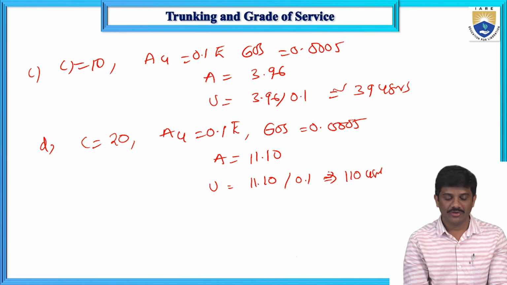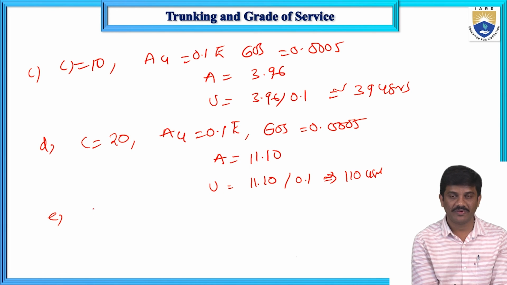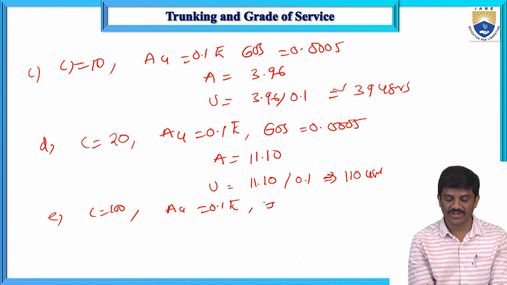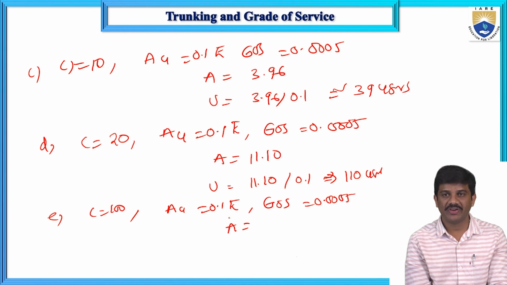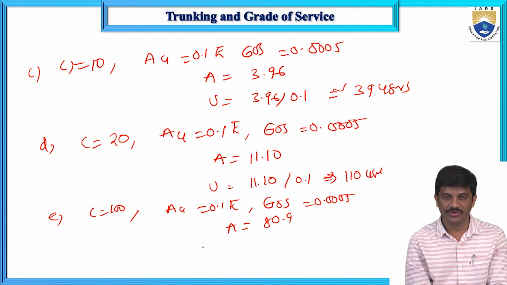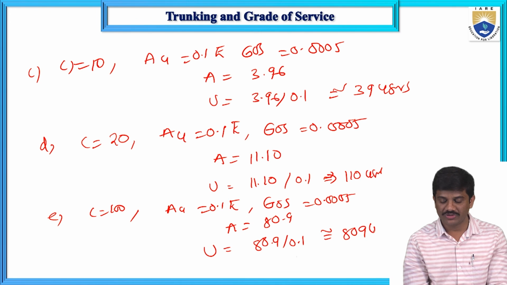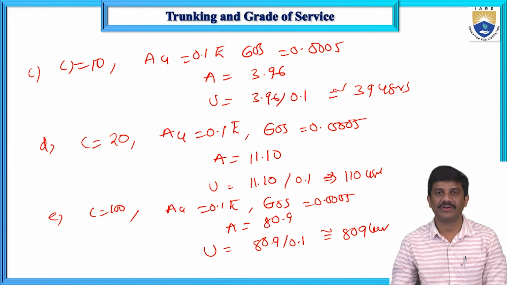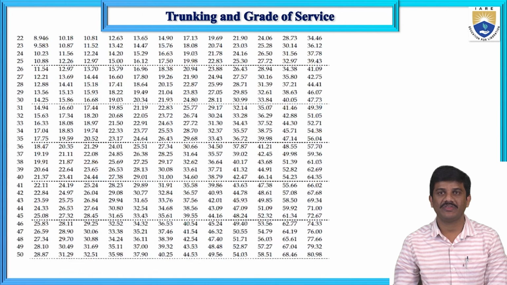Same thing for 100 channels. AU equal to the same 0.1 Erlangs, grade of service equal to 0.005, and the total traffic A equal to 80.9. Then U equal to 80.9 by 0.1, which is approximately 809 users. Like this we can find out the total traffic intensity.